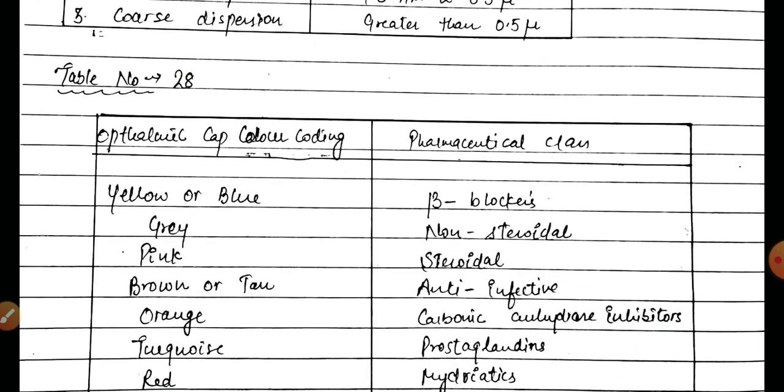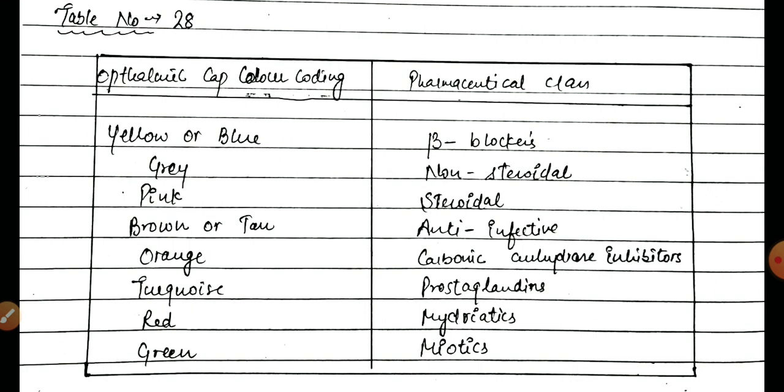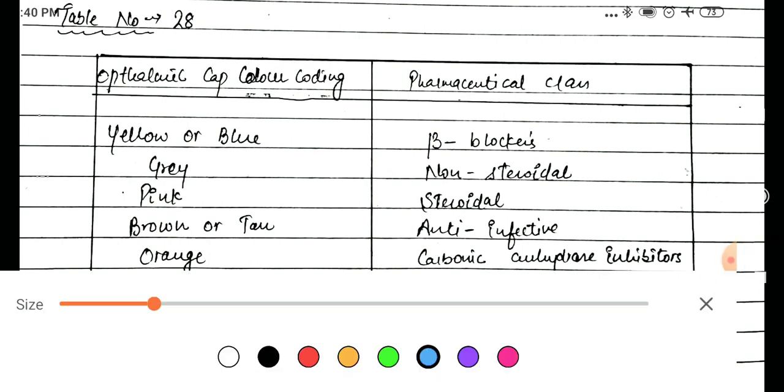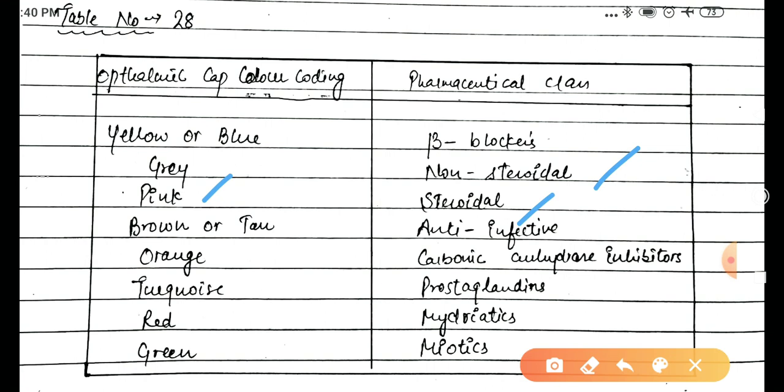Next one is table number 28. This is really very common but difficult to remember, so it's really important. You should know the ophthalmic cap color coding according to its pharmaceutical class. If you see yellow or blue cap color, it means the drug is a beta blocker, right? Next, if you see gray color capping, then it means non-steroidal drug. If you see pink, then it means steroidal.